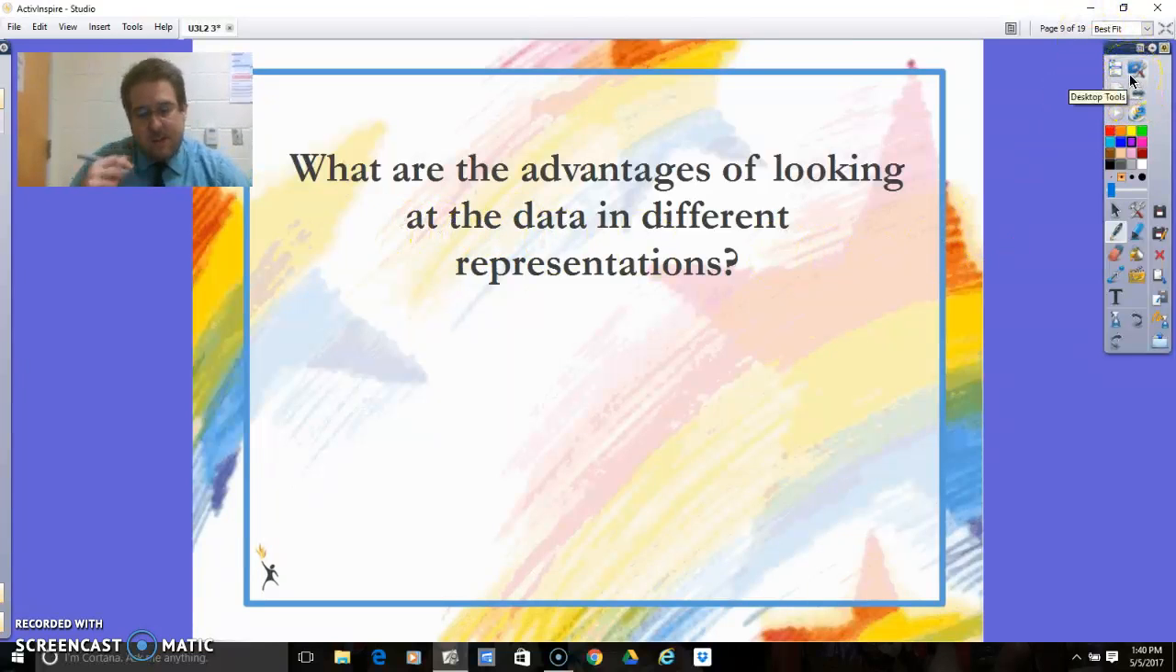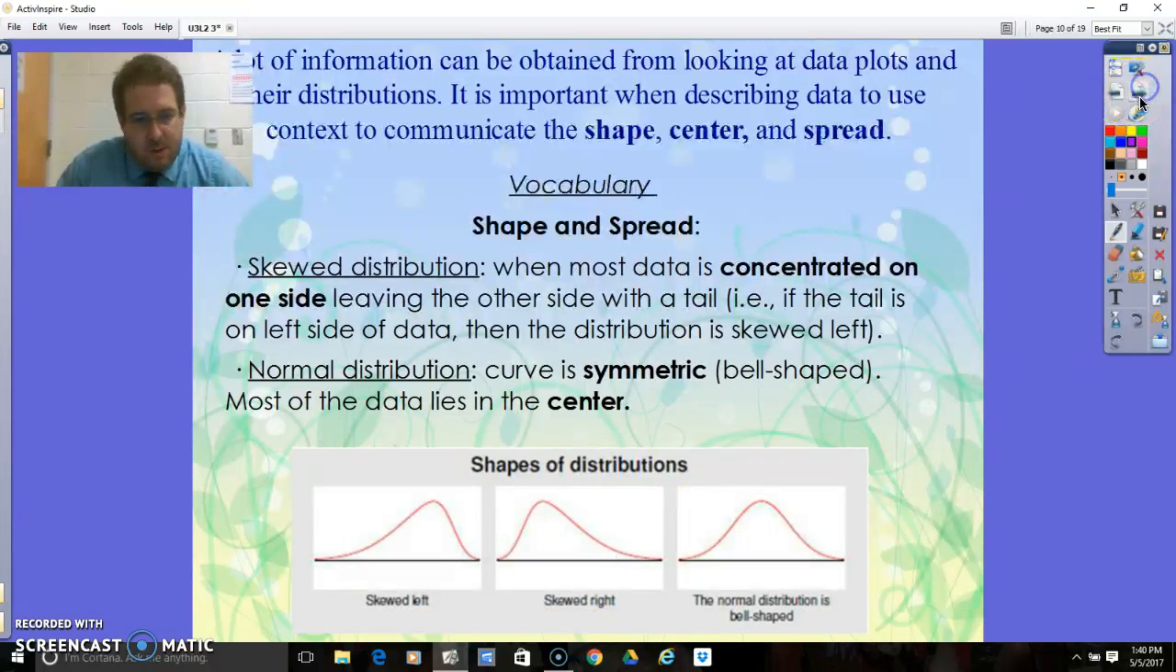What are the advantages of looking at data in different representations? Well, different representations, like a box plot versus a bar graph versus a histogram, show you different pieces of data. They spread the data out differently. They show you different spreads. Hopefully the skew should be the same in all of them, no matter which one you use. They also show you different centers. A box plot only shows you the median, whereas you might want to use a bar graph if you want to find the mean, because then you can add up all the bars and divide by how many bars there are.